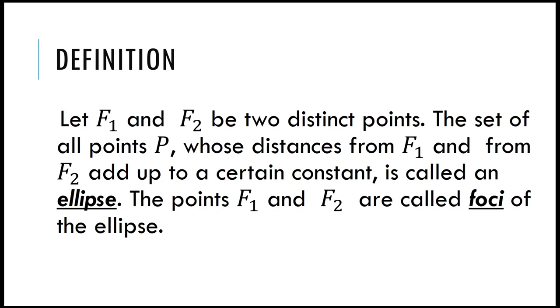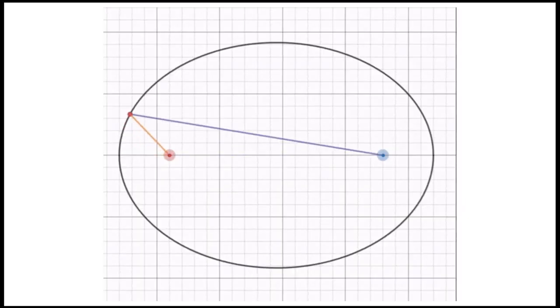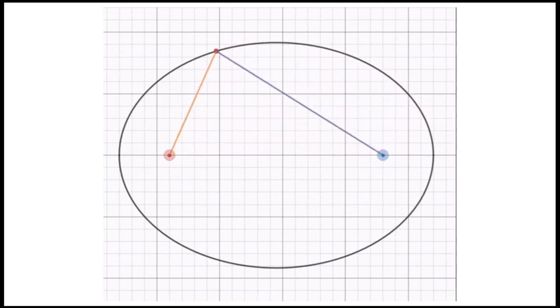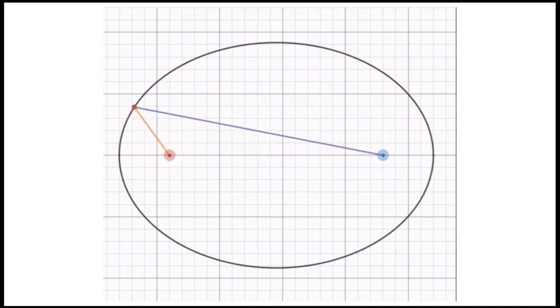Yung dalawang distinct points na yun, yung tinatawag nating foci, or dalawang focus. Plural is foci pala. F1 and F2. So, ganito po yung how an ellipse is constructed. Yung dalawang points yan, yung red and blue, or I think that's orange and blue or purple, ano man yan, yun po yung dalawang foci, focus 1, focus 2. Yung tinitrace natin is yung set of all points na kung saan yung sum ng distances dito sa dalawang points na to is always equal.